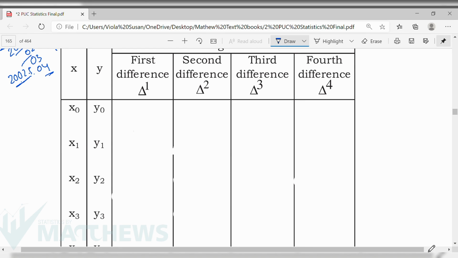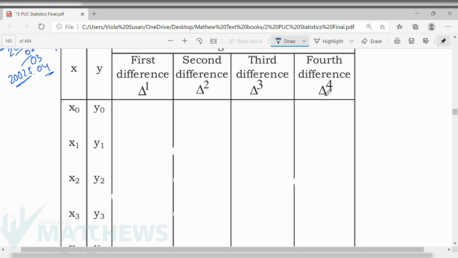So there are 4 leading differences that we need to find, since the example is taken for 4 known values of y. So there will be 4 leading differences. That is the first difference, this is the second difference, this is the third difference, and this is the fourth difference, students. Now you should understand how to calculate these differences.